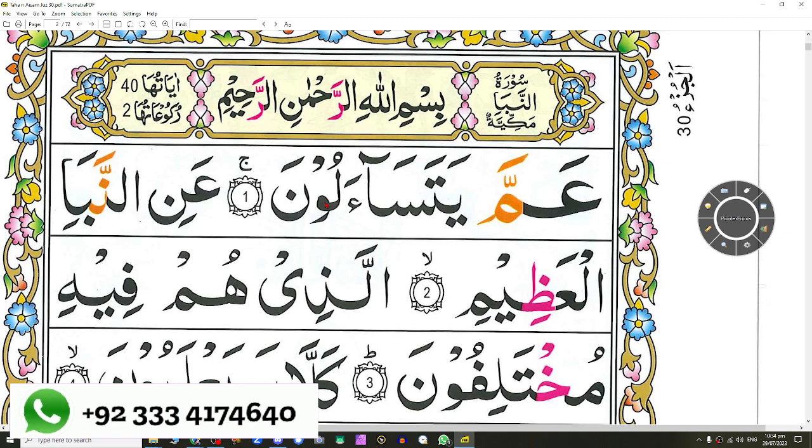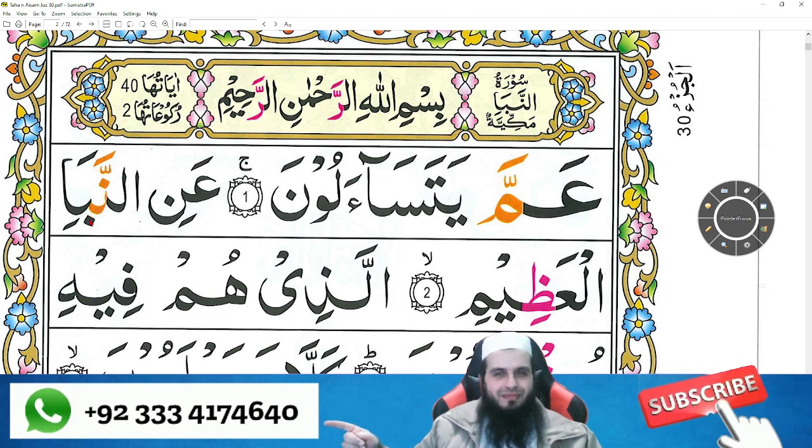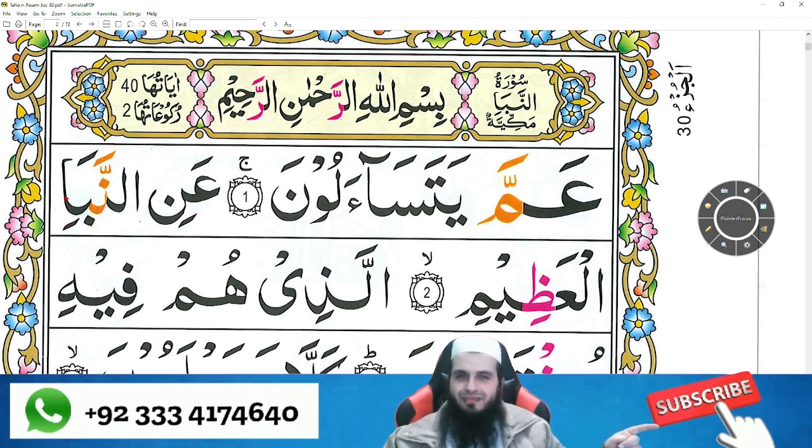What about this one? Waw. What about this one? Noon. What about this one? Ain. What about this one? Noon. Good job. What about this one? Alif. Good job. What about this one? Lam. And one spike, one dot at the top. Which one is this one? Noon. Good job. One spike, one dot at the bottom. Which letter is this one? Ba. Good job. MashaAllah. Which letter is this one?